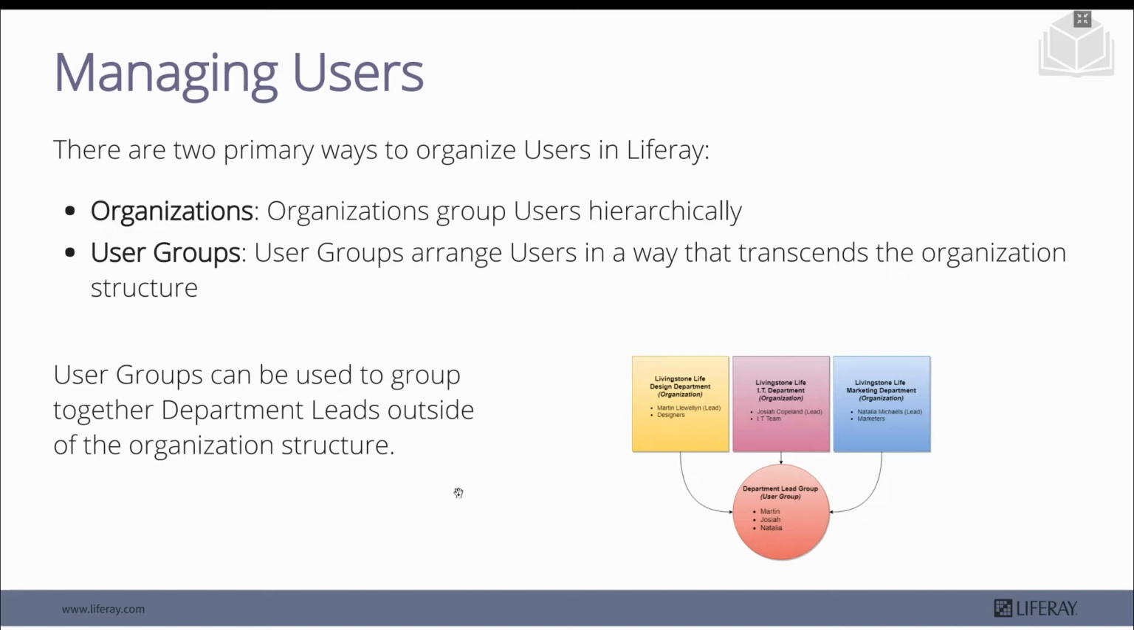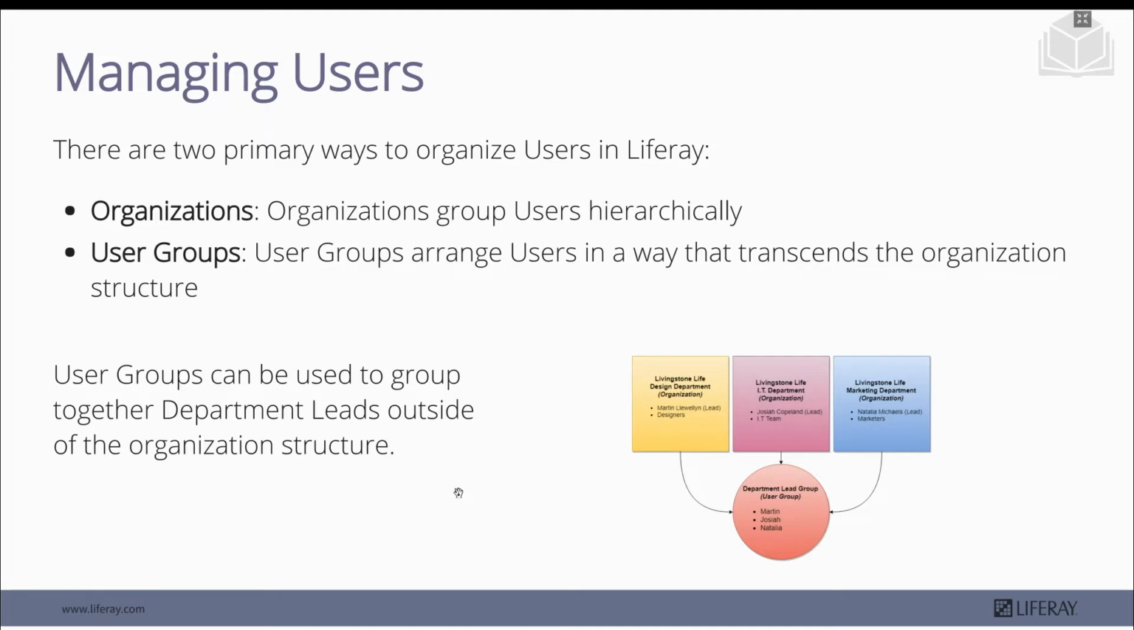User groups transcend the organization structure. What that basically means is we can take different users from different organizations and place them inside of a user group, all the while maintaining where those users already exist in the organizations. So user groups exist outside of the realm of organizations, and we can take different users and place them within a user group. In this image, we have these square blocks representing different organizations.